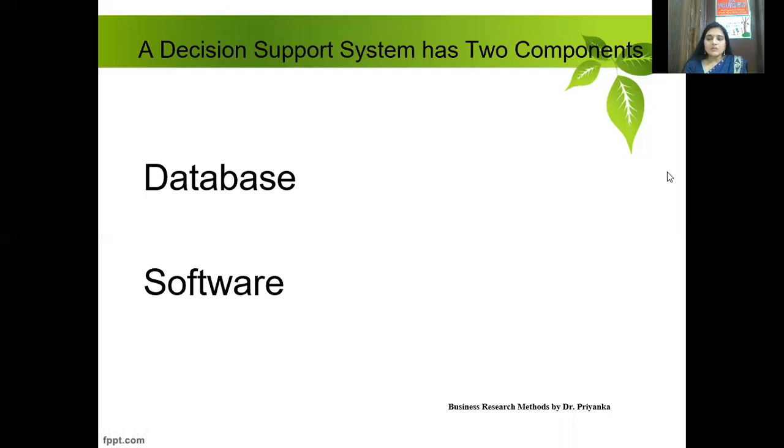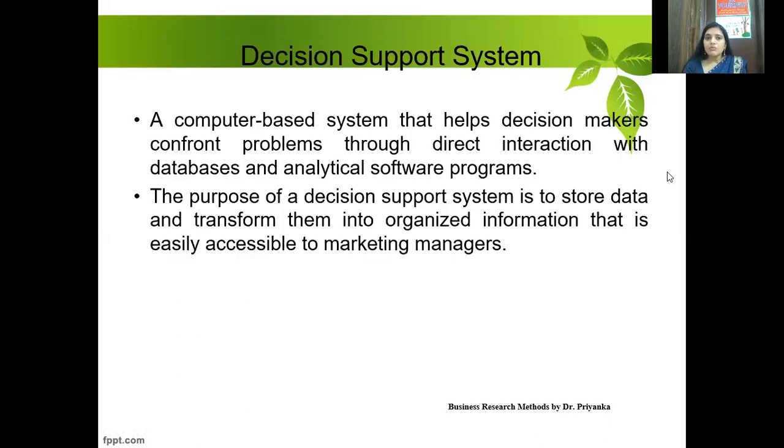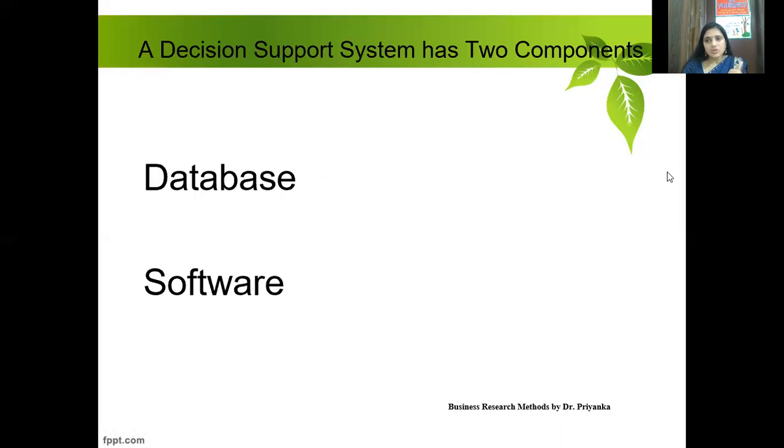There are two things when we talk about decision support system. One is database and another one is software. Database can be something which is going to store the information for you, and software is the thing which is going to analyze that particular information for you so as to reach better conclusions.